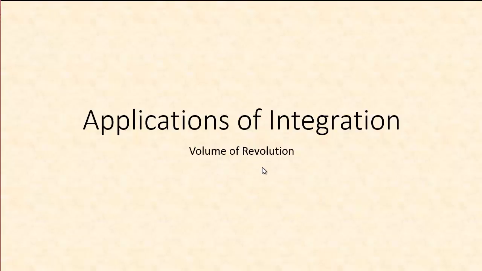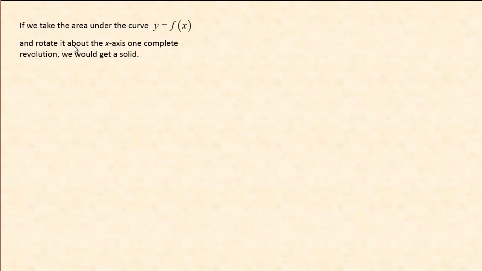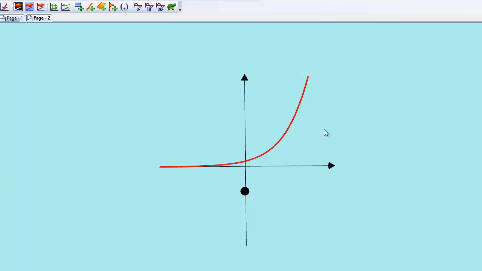Volume of revolution. If we take the area under the curve y equals f of x and rotate it about the x-axis one complete revolution, we would get a solid. And I just want to look at the construction of this solid before we do anything else. So I'm just going to use Autograph here.